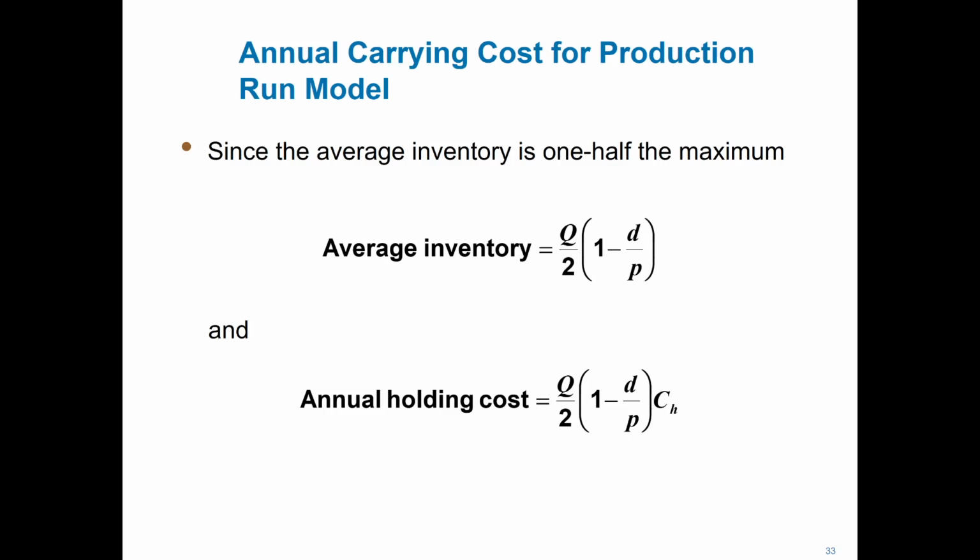Now, since the average inventory is 1/2 the maximum, the average inventory will become Q by 2 into 1 minus D over P. So the maximum inventory, Q into 1 minus D over P, is just divided by 2. And the annual holding cost is Q over 2 into 1 minus D over P into CH, because this is our average inventory multiplied by the holding cost per unit per year.